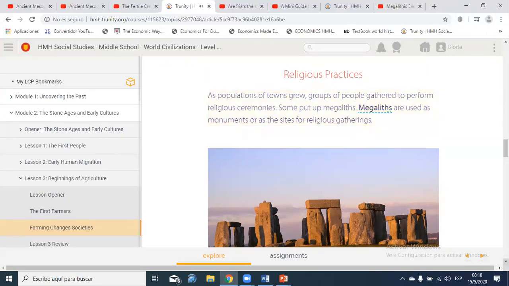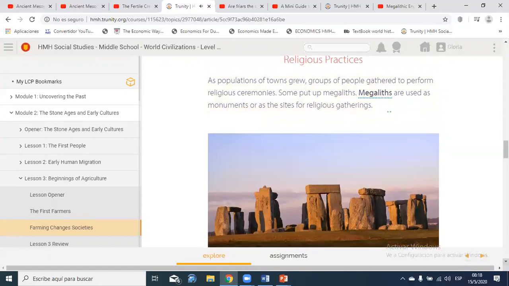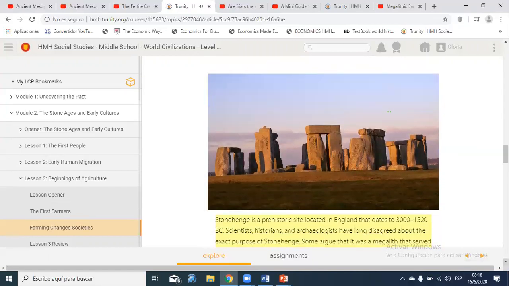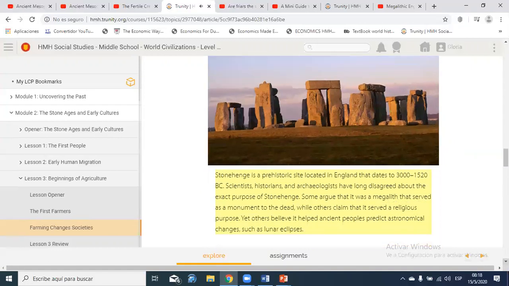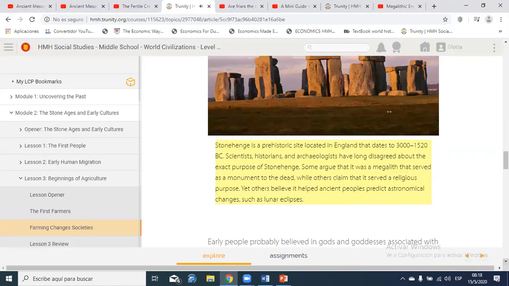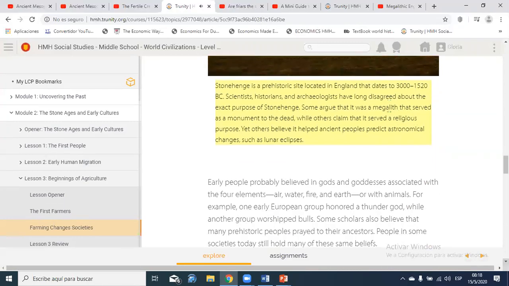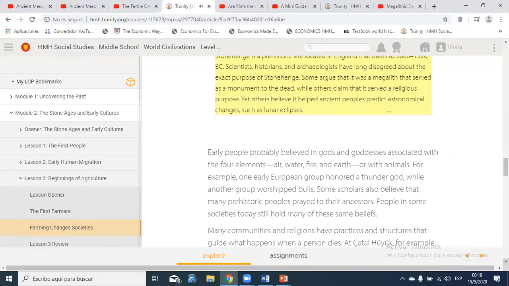Stonehenge is a prehistoric site located in England that dates to 3000 to 1520 BC. Scientists, historians, and archaeologists have long disagreed about the exact purpose of Stonehenge. Some argue that it was a megalith that served as a monument to the dead, while others claim that it served a religious purpose. Yet others believe it helped ancient peoples predict astronomical changes, such as lunar eclipses.